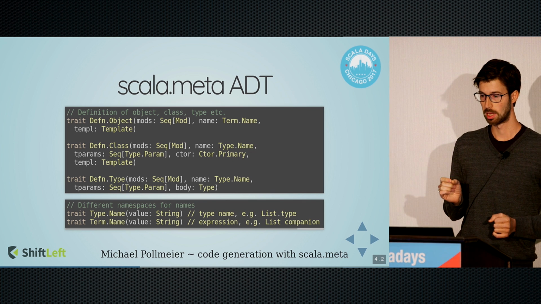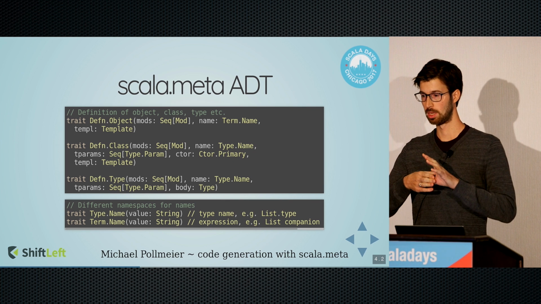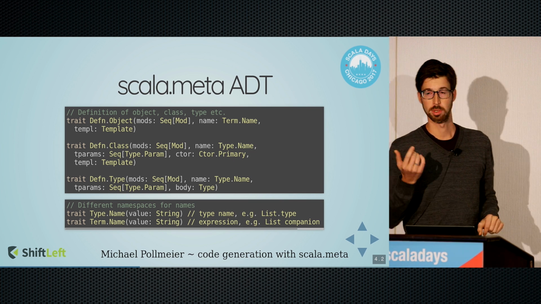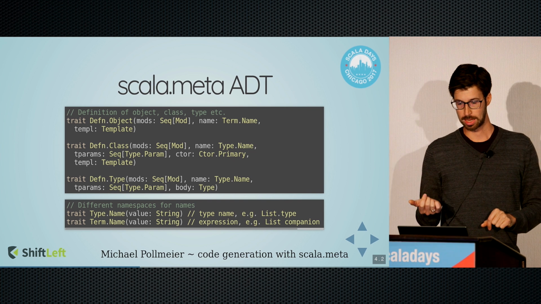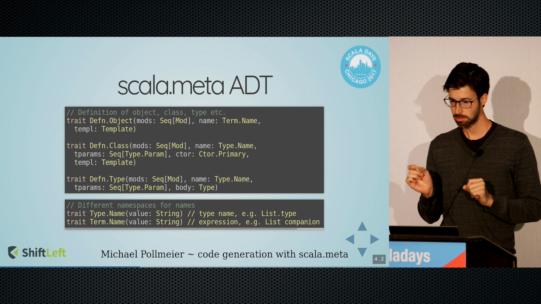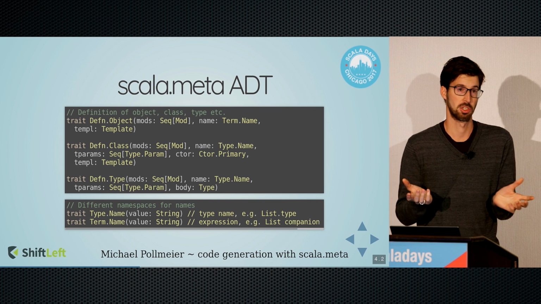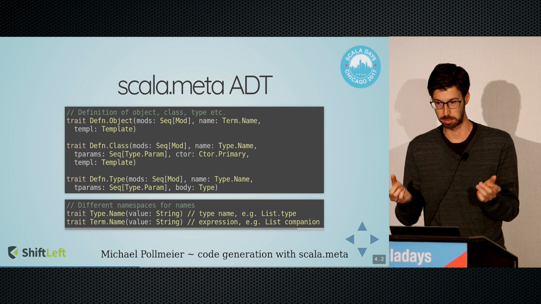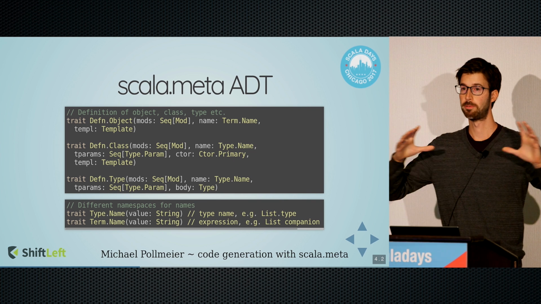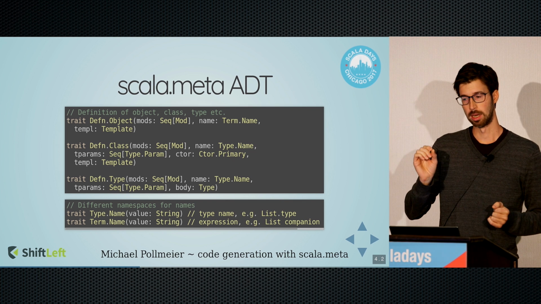One important thing to notice is that there are different types for names. You see here in Defn.Object, the name is of type Term.Name. Term is basically an expression, and in the class the name is of type Type.Name, because classes are types. So that's an important differentiation. But it's basically all it is. A name is just a string, right? It's just a simple string, but it's wrapped in two different types, because it makes sense to differentiate these namespaces, to not mix them up accidentally. We'll see what that means later, but in practice.